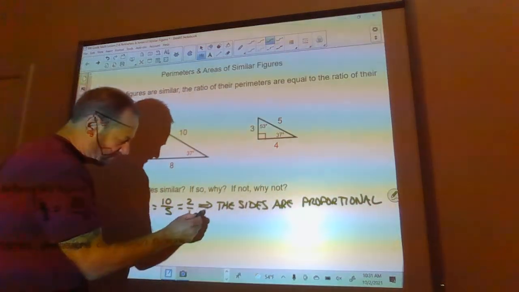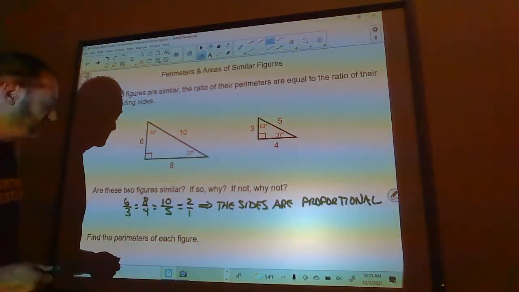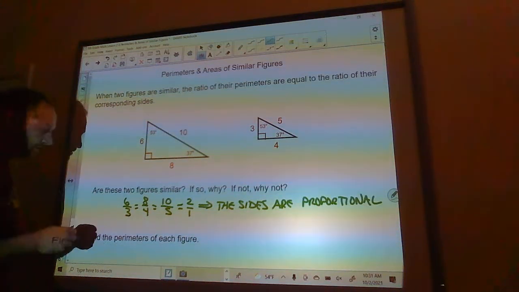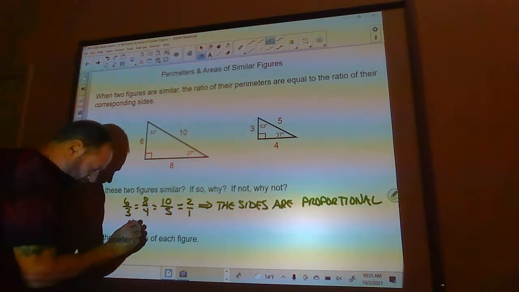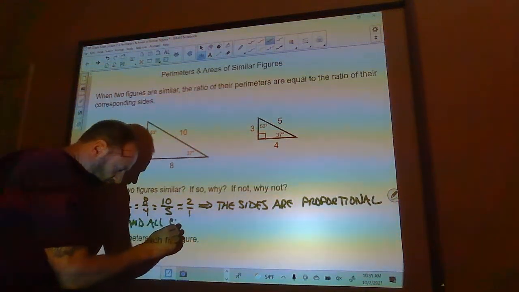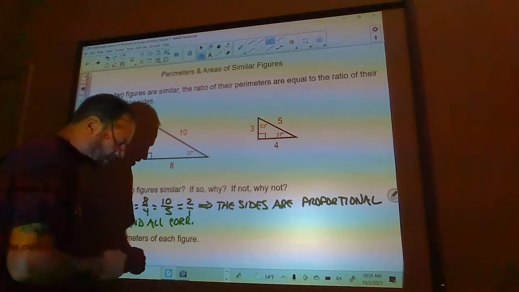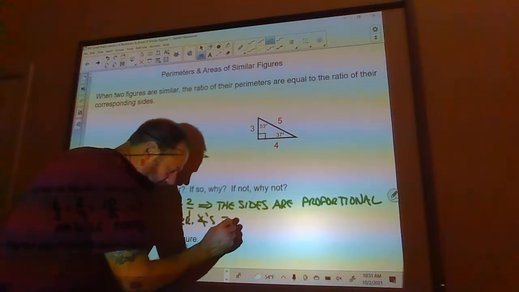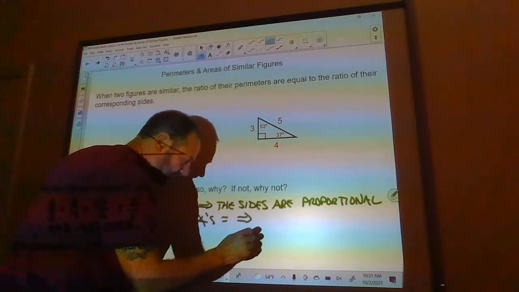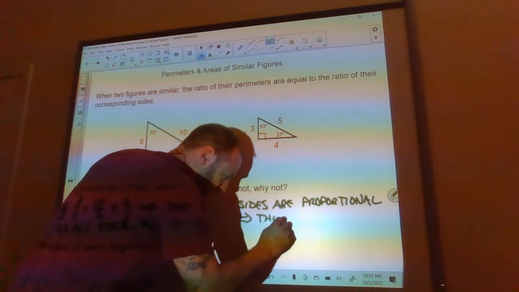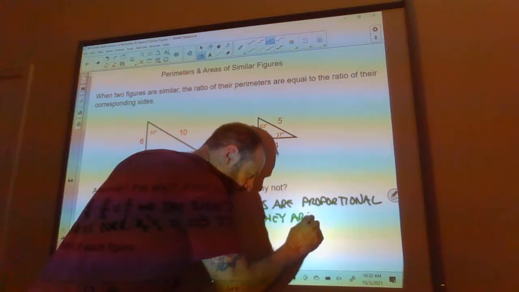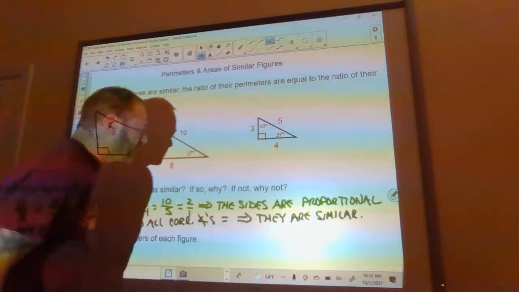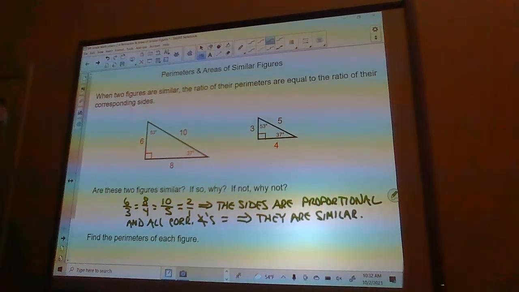By the way, this little double arrow like this means implies in math. You should know that. That's something that's going to come up more and more. Okay, and all corresponding, we're going to abbreviate that, CORR, angles, there's a little angle sign, are equal, and that implies they are similar. Okay, so they're similar triangles.